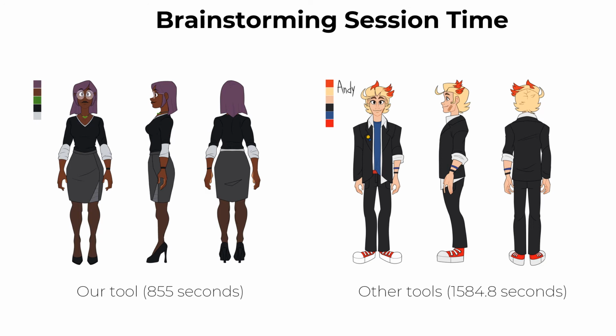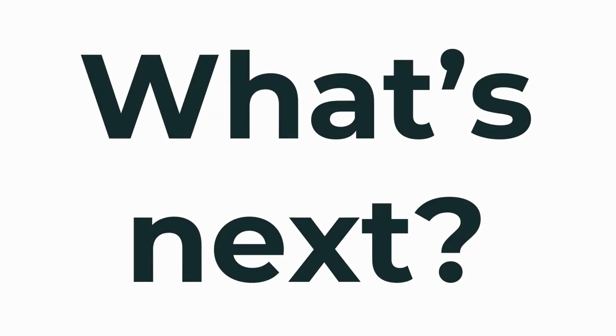Here's an example of a turnaround sheet created from a thumbnail designed with our tool. It took the artist 855 seconds to complete the brainstorming session using our tool, while it took the same artist 1,584 seconds to complete the brainstorming session using another tool to create the thumbnail. The aim of our tool is to expedite the character design process by facilitating the creation of the character thumbnail.